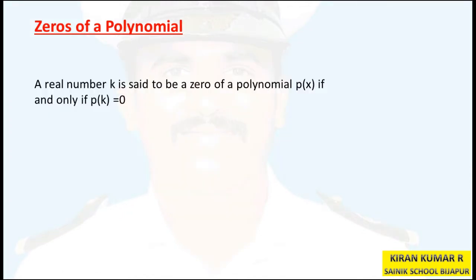Now let us study 0 of a polynomial. In our previous class, that is in class 9, we have learned value of polynomial as well as 0 of a polynomial. We were naming the 0 of polynomial as solution. Here is a definition. A real number k is said to be a 0 of a polynomial p of x if and only if p of k equal to 0. Let us take some of the examples to understand 0 of a polynomial.